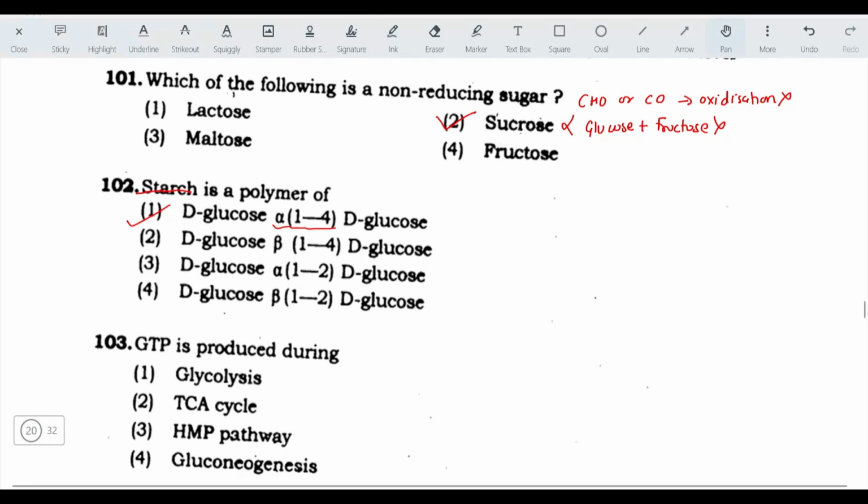Next question, GTP is produced during. The answer is the TCA cycle, which is also known as the Krebs cycle. So the production of GTP occurs during the Krebs cycle, and it is a high energy molecule which can be converted into ATP.